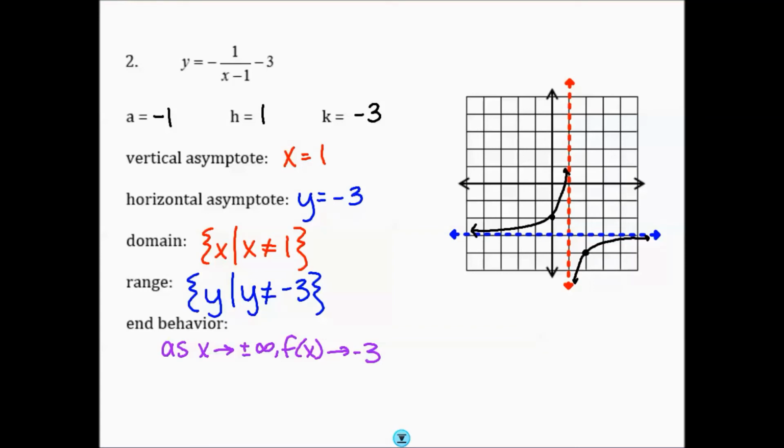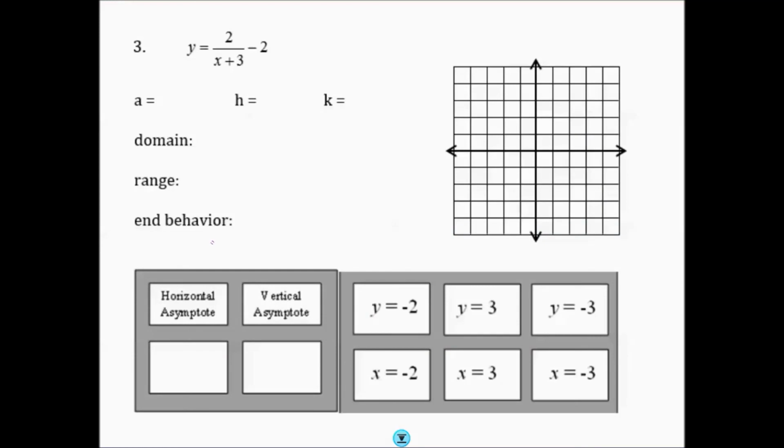Let's do one more problem. Here we have y equals 2 over x plus 3, minus 2. So our a is 2, our h is negative 3, and our k is negative 2. Now this problem is set up a little bit differently, but it's the same information. Sometimes on the SOL you will see drag and drop problems like this, where you are supposed to choose what the vertical and horizontal asymptotes are. And you need to be careful that you get the right asymptote in the correct box.